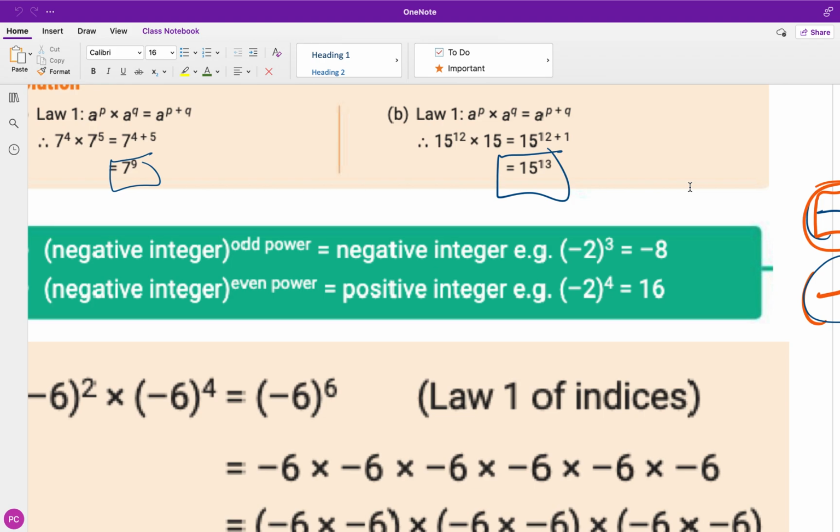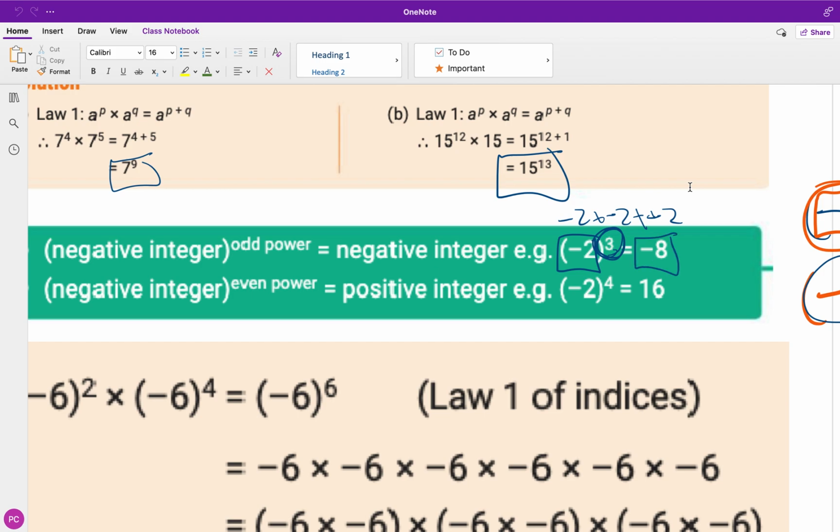So because we have minus 2 three times, it's going to be minus 2 by minus 2 by minus 2. So minus 2 by minus 2 is going to give us plus 4, by minus 2 is going to give us minus 8.